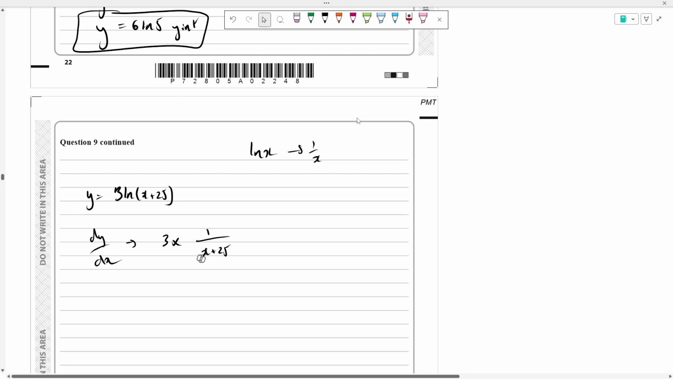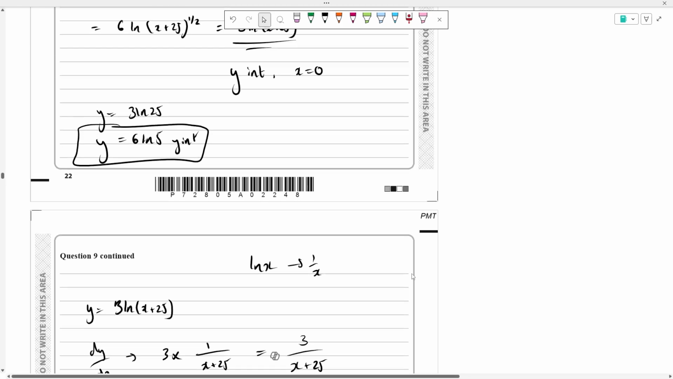This is kind of your rule for the chain rule for differentiating ln. The denominator essentially stays the same as your argument, and the numerator is going to be what does the x plus 25 differentiate to? In this case, just 1. And this is the same thing as 3 over x plus 25.